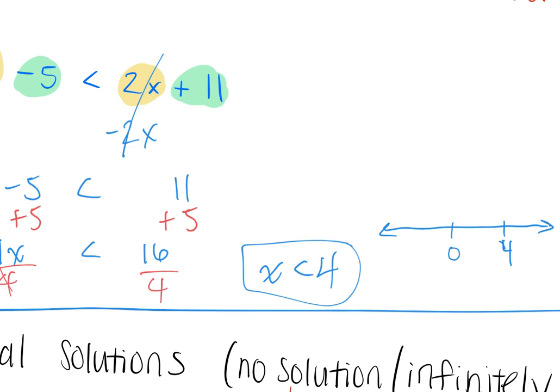But hey, I want you to try it tonight. Put a little star next to this one. I want you to try by moving the 6x over and see if you get the same answer. Okay? All right. So we've got x is less than 4. So we've got 0, we've got 4. JJ, open or closed circle? Open circle. And shading which way?